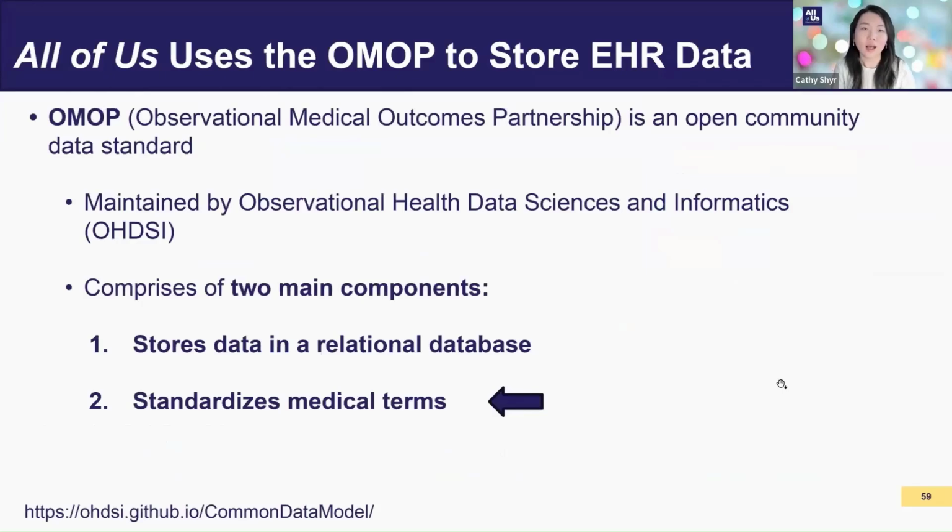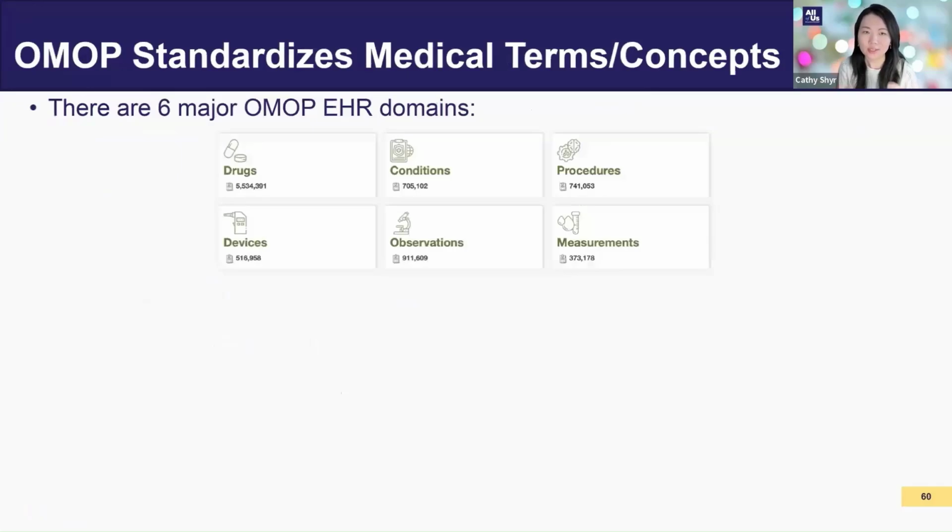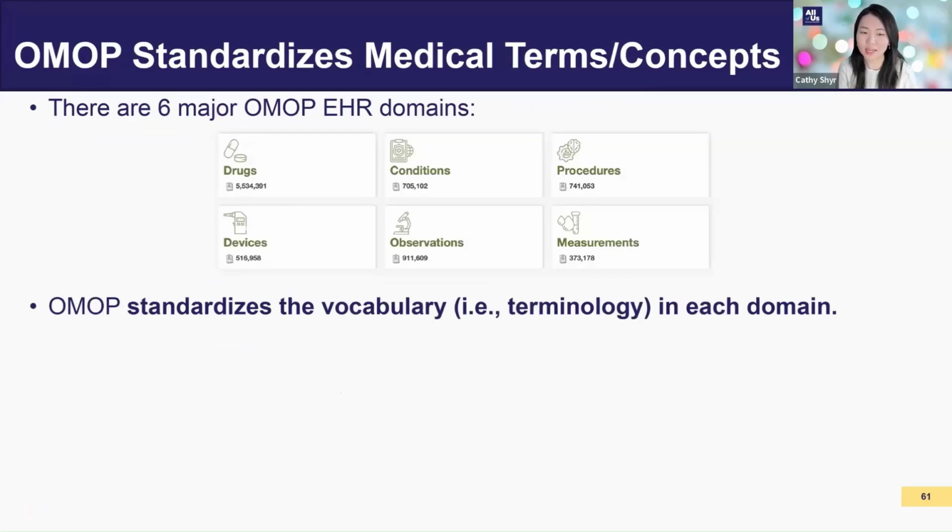So let's move on. That was a little bit about data structure. Now let's talk about how OMOP standardizes the medical concepts in All of Us. There are 6 major OMOP EHR domains: drugs, conditions, procedures, devices, observations, and measurements. Now, OMOP standardizes the vocabulary or the terminology within each domain.